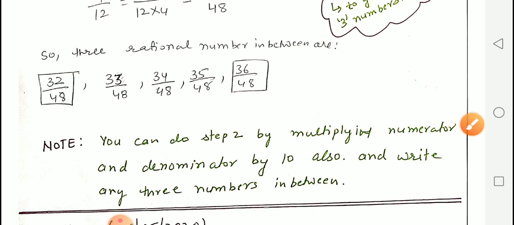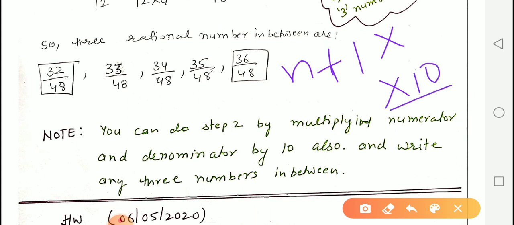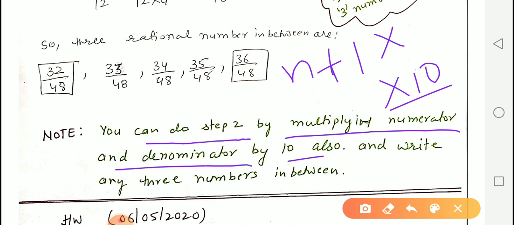Now, for this question also, if you don't want to do the n plus 1 method, you can do the multiplication by 10 method. Like you can do step 2 by multiplying numerator and denominator by 10 also, and write any three numbers in between them. In this way, we have completed the last topic of this chapter.